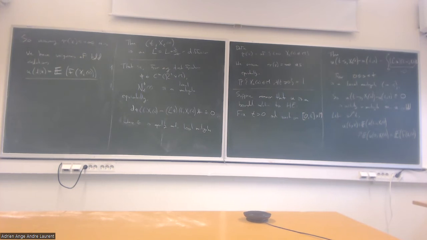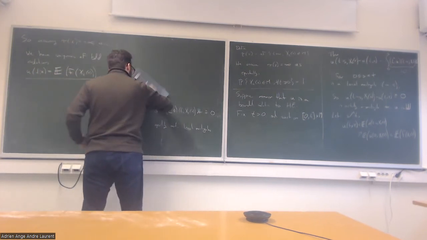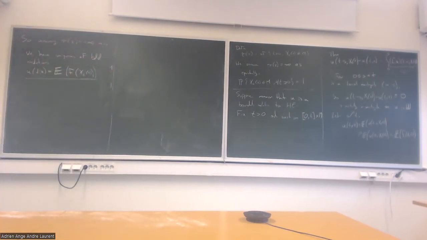So let's go ahead and move on and talk about the gamma operator and how this relates back. We've already seen this. We know what the carré du champ is. It's an operator. It takes two smooth functions and somehow computes the second order behavior of them.